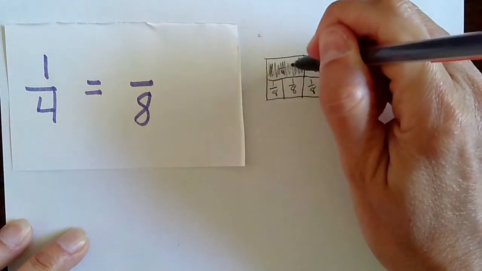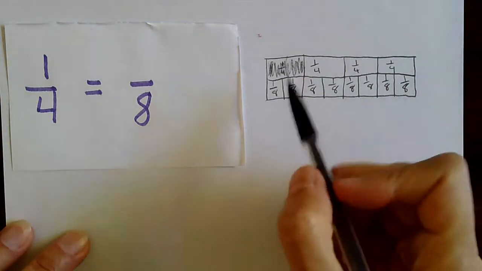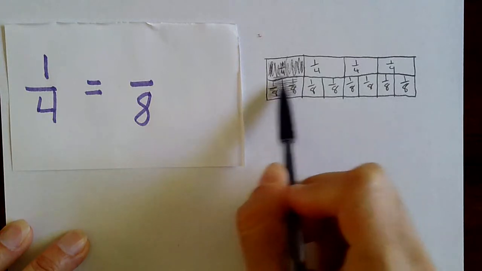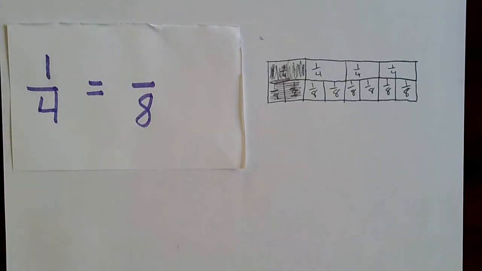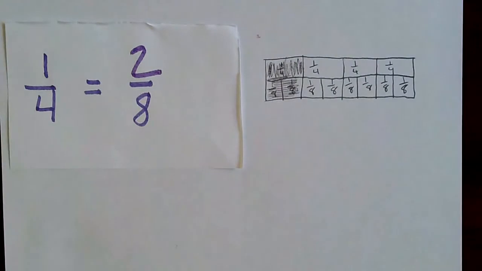Now, how many 8ths would we shade? That would be equivalent or equal to 1/4. Easy to see here. It would be 2/8. So I hope that you chose 2 for the numerator. 1/4 is equal to 2/8.